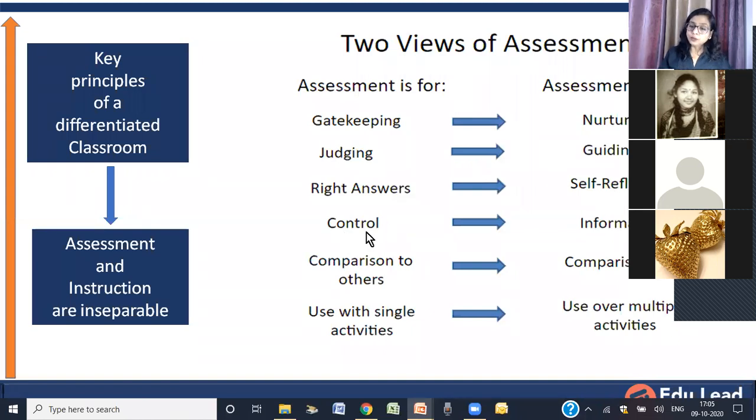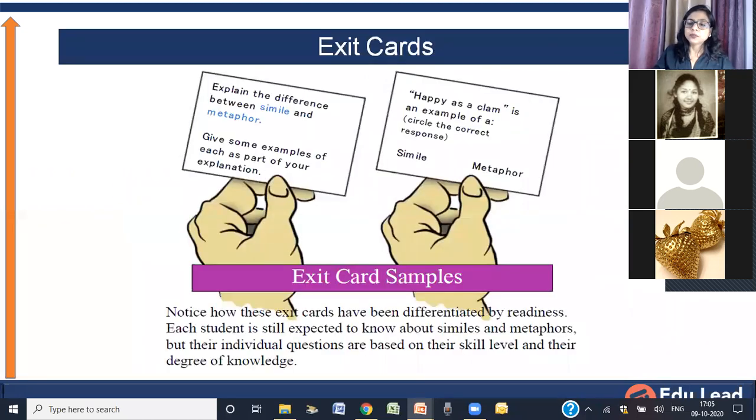It is not to increase your control on the children, rather it should provide you more information. It is not to compare with others, but to compare against the task the child has taken up. It is also not about some singular activities, only sometimes when assessments are occurring, but it should be over multiple activities. So that's how we have to look at assessments when we are talking about a differentiated classroom.